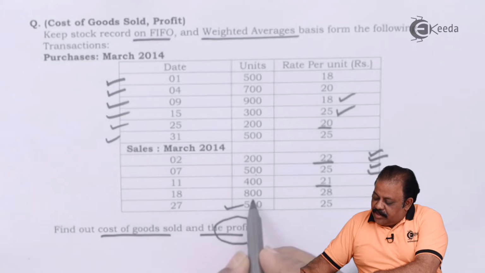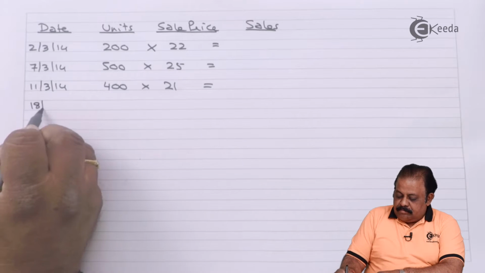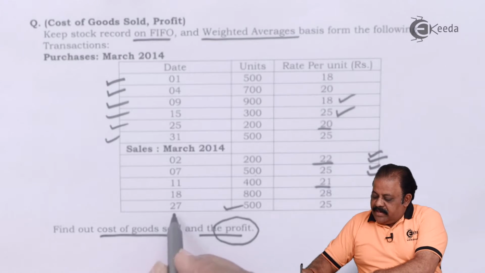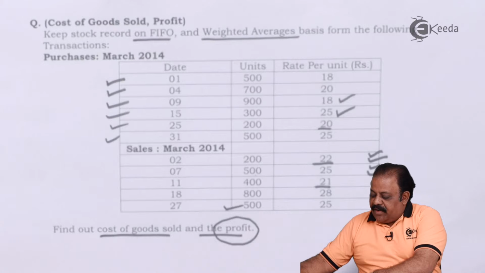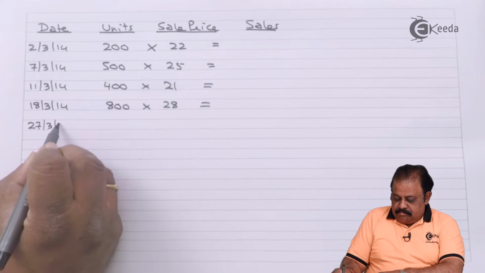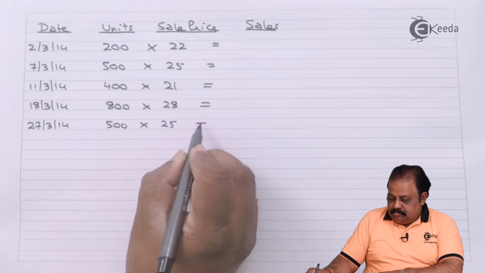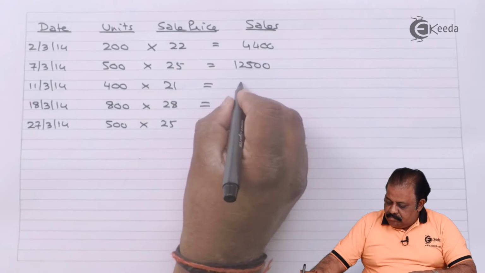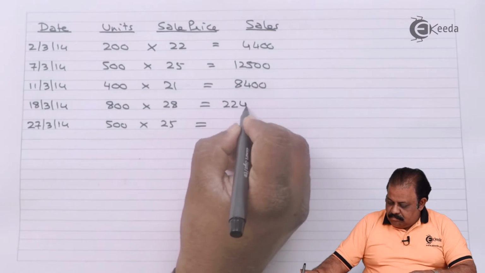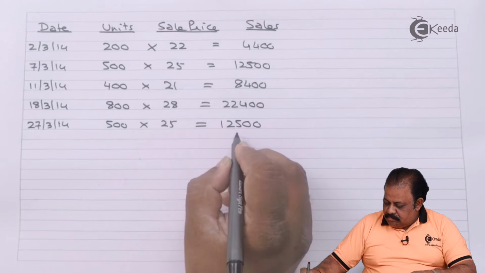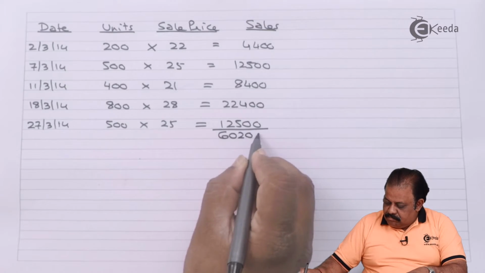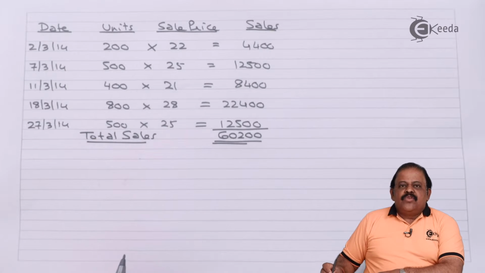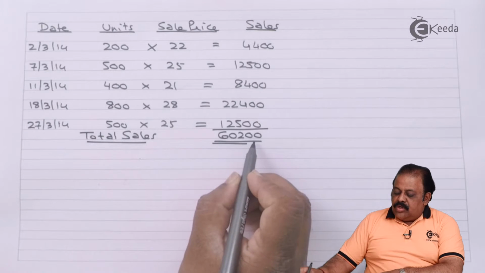On 18th March, 800 units at the rate of 28. On 27th March, 500 units at the rate of 25. So total sales we got 60,200.